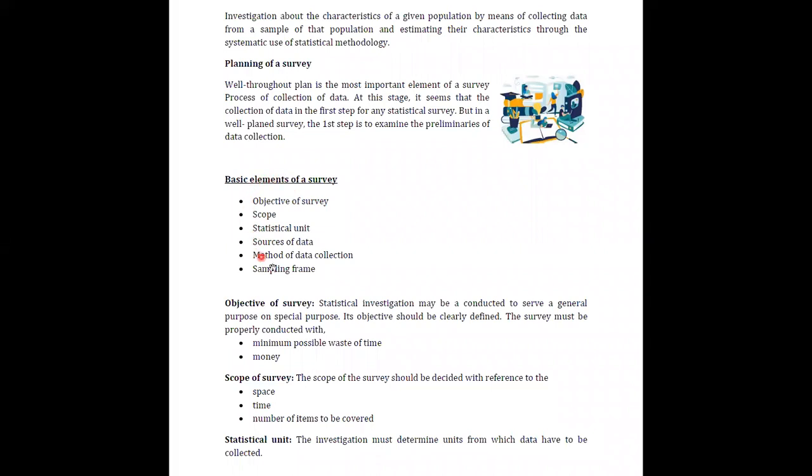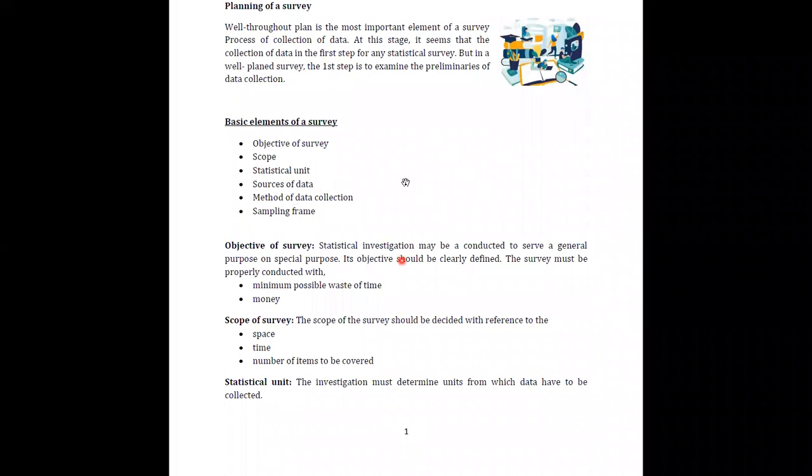Therefore, when you are at the planning stage, we have to pay our attention to these six elements. And apart from these six elements, there are some other elements. But for the planning stage, we have to have a very good idea regarding these six elements. Now we will go through each and every element which we have mentioned here. The first element is the objective of a survey.